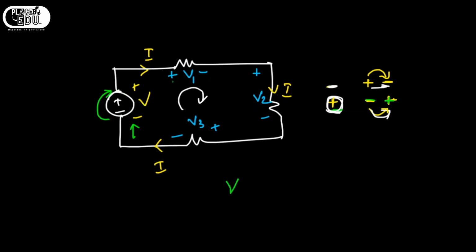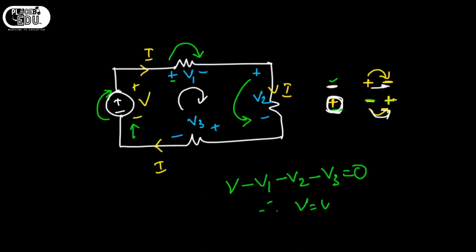And the next one, I am going from positive to negative. I am jumping from positive to negative. So here the voltage should be negative. So minus V1. And again here I am jumping from positive to negative. Again the voltage should be minus V2. And the same with V3. So this is the arithmetic sum of the voltages. Therefore V is equal to V1 plus V2 plus V3. This is what KVL is.